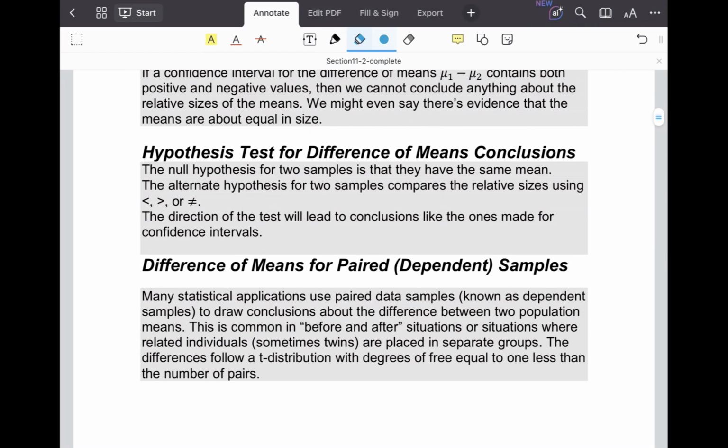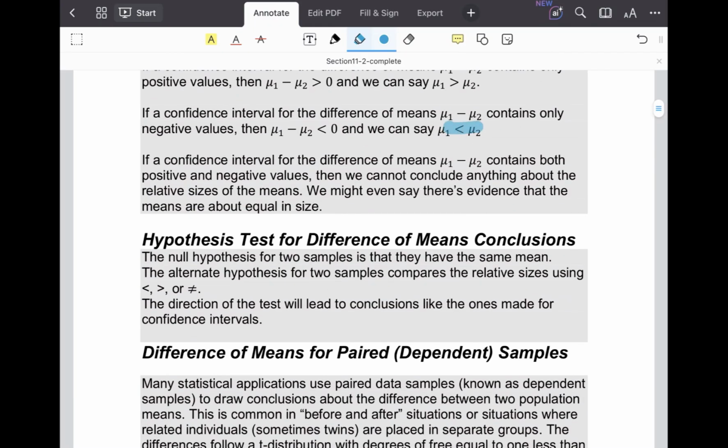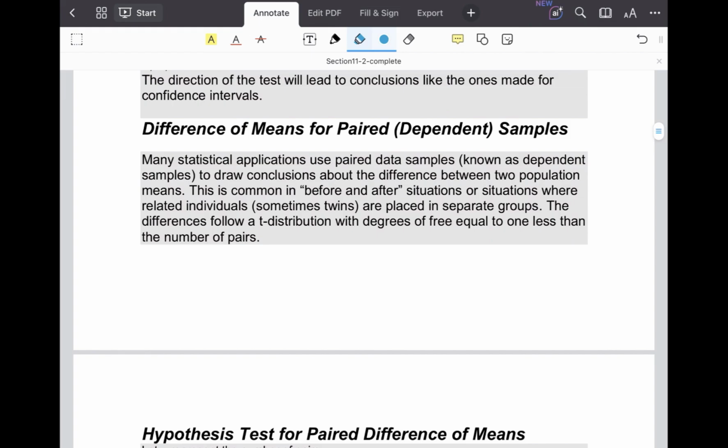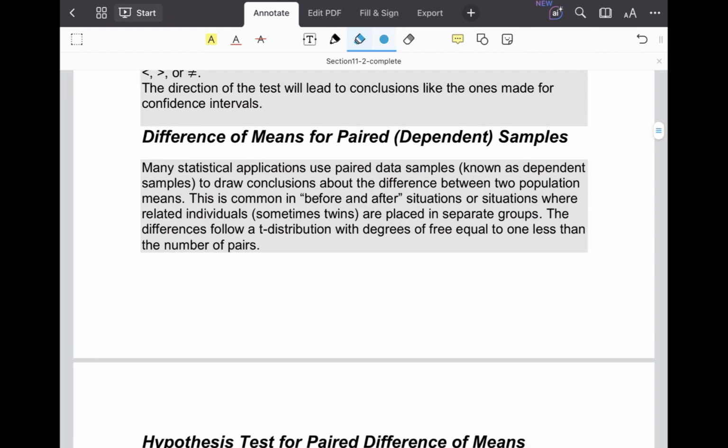For the hypothesis test, it's pretty obvious because the alternate hypothesis is telling us the relative sizes. It has these as the alternate hypothesis. Now for the difference of means for paired samples, I just wrote here like the before and after situations, and twins, those are pretty common where there's a direct connection between those two groups. It uses the t-distribution, and the degrees of freedom in this situation is equal to 1 less than the number of pairs.